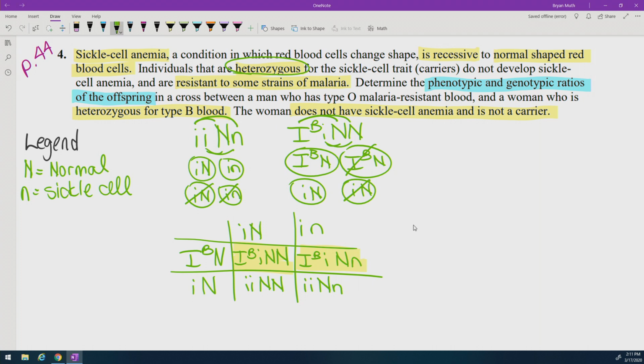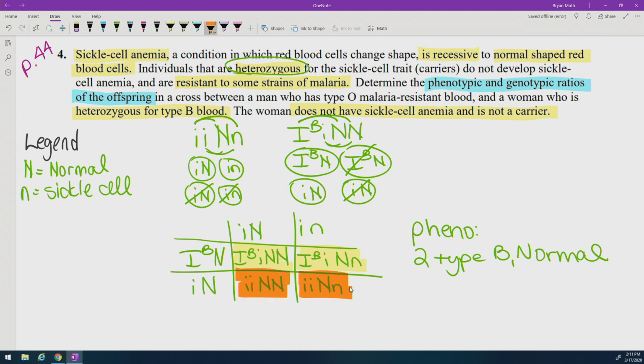So phenotypically, 2 type B normal. Next we have type O normal and type O normal. So 2 type O normal. So remember, if you have a 2-to-2 ratio, you always lower it to 1-to-1. So I'm just going to cross that out, and it's 1-to-1 ratio.